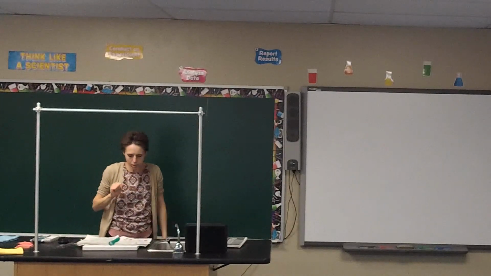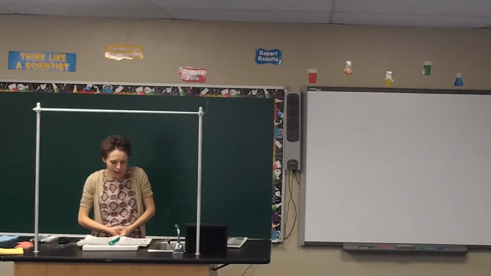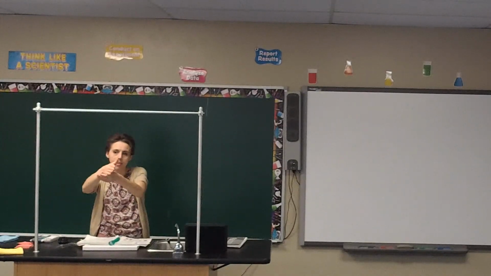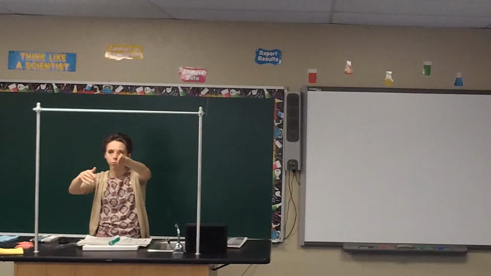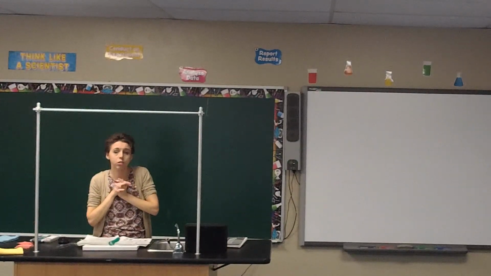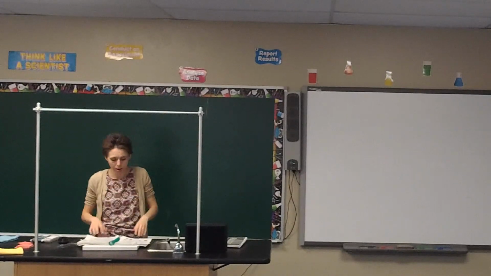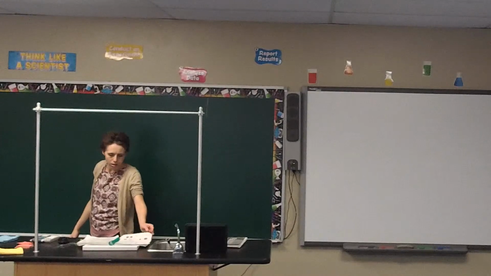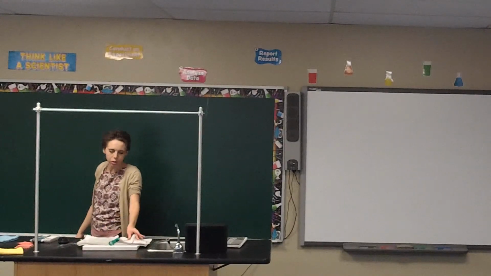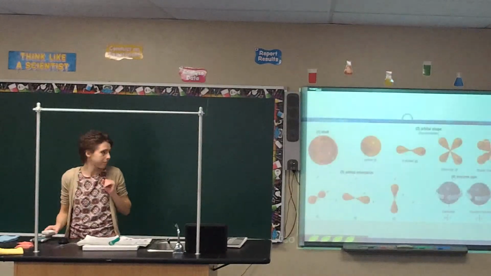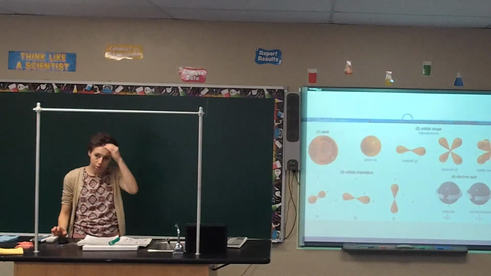Alright, what principle says that no 2 electrons in an atom can have the same 4 quantum numbers? You can't be in the exact same space at the exact same time. You're going to have one on one side and one on the other. That's the Pauli exclusion principle. So just make a note of that. Alright, go ahead and open your textbook to pages 122 through 123. That's where we left off last class period.